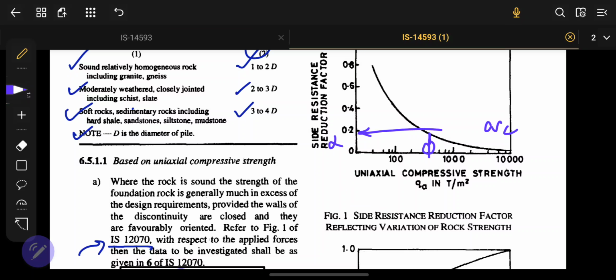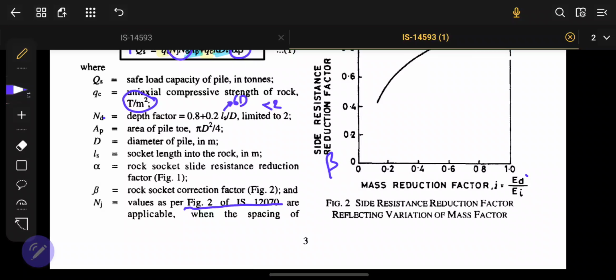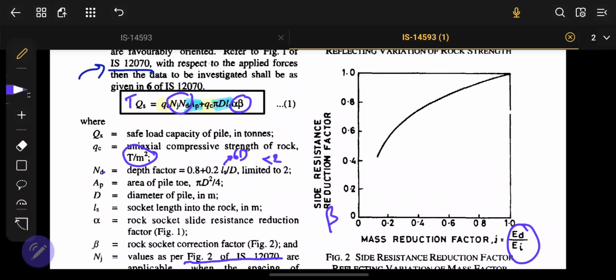This is alpha. Now similarly, this is a beta value. This beta value is dependent upon ED upon EI. ED upon EI, where ED is discontinuities and I is intact. Actually, what is this now? See, you have a rock mass which is discontinuous, which has some cracks. So the modulus of elasticity of this rock material with these cracks, upon the modulus of elasticity of the material where there is no crack, intact. That ratio is called the mass reduction factor. So this ratio gives us the beta value.